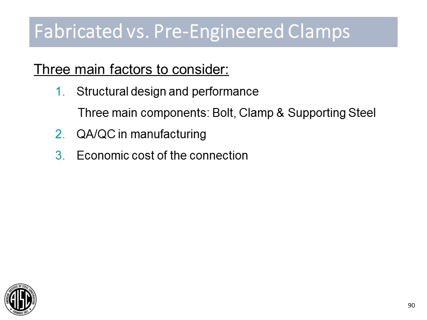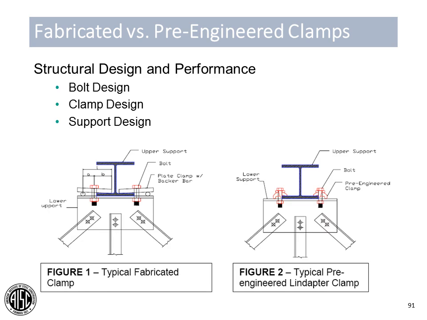Clamping systems I mentioned. We can use an engineered or fabricated clamping system or a pre-engineered clamp. There are 3 main things that you need to consider here. Initially, the structural design performance. With an engineered design or a fabricated design, you'll need to run through a bolt design, the clamp member design, as well as the support design. The figure on the right here is a typical Lindapter clamp, which is a pre-engineered example.